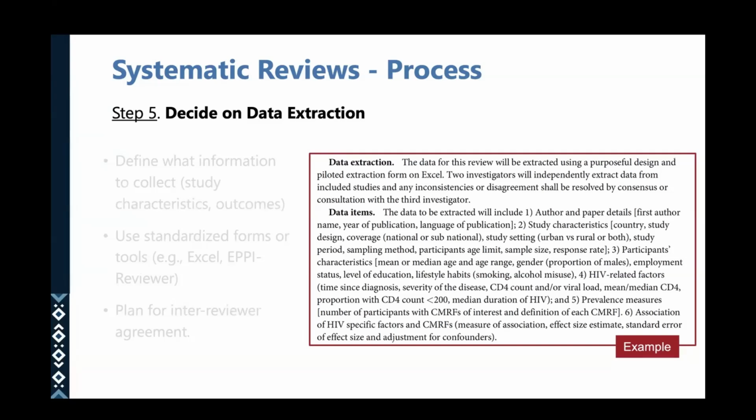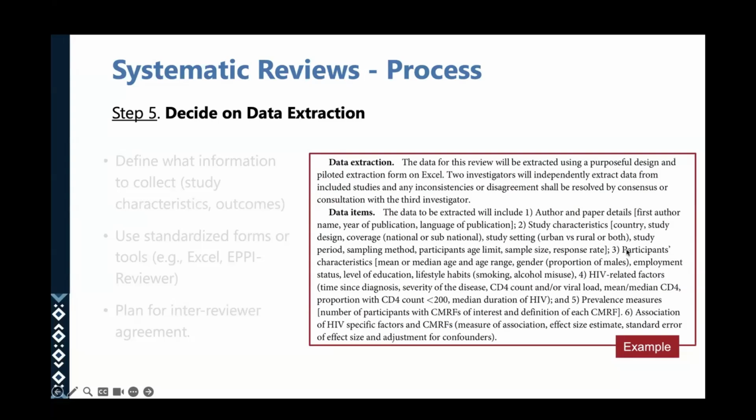So we looked at various different data items. Generally, we looked at author and paper details, which will be author name. These are the items that we really get from the paper. And then we get the study characteristics such as country, study design, whether it's a national or subnational study setting, sample size, and so on.